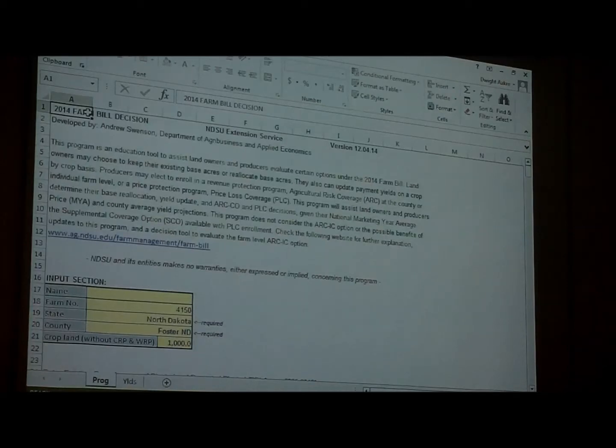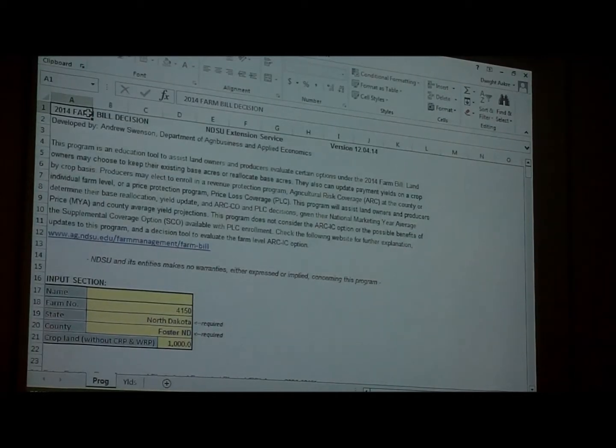to obviously bring up North Dakota. Minnesota is in there as well, so you'd want to obviously get the state right. But also it's important that you identify your county. And if you hit this box, it'll bring up a drop box and you just pick the county. The reason that's important is because there's historical yields embedded in this program for each county.